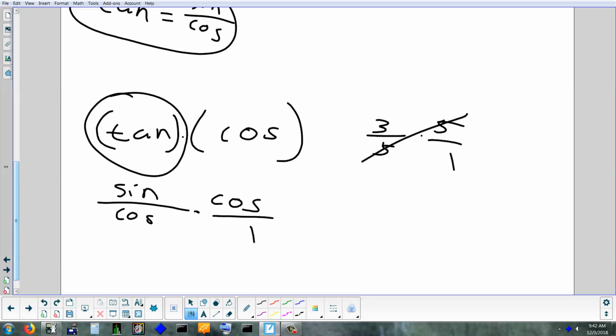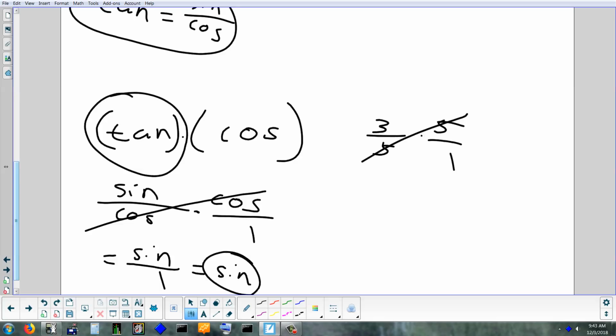So what's going to happen here? The cosines cancel out, and all I'm left with is sine in the top, 1 in the bottom, which is just sine. So if you asked me to do something with tangent times cosine, I would say, well, I have a simpler way to do it. Instead of taking the tangent times the cosine, I could just do the sine. It's exactly the same thing.